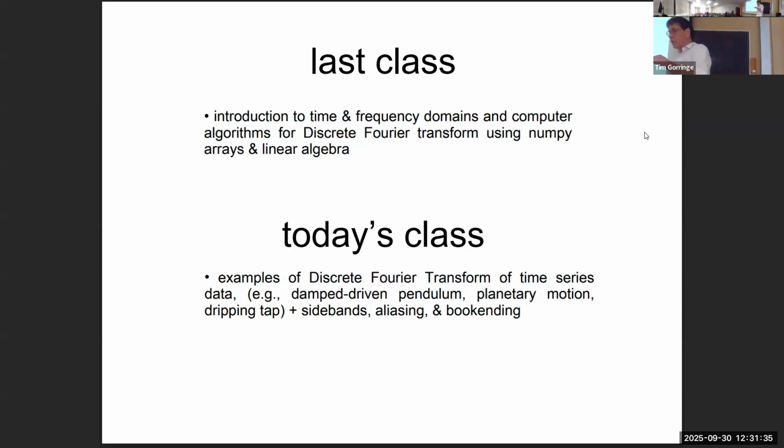We're going to spend most of our time looking at the example of the damp-driven pendulum. And we'll take the Fourier transform of data we generate with the damp-driven pendulum. We'll see that the Fourier transformation gives us a new perspective, a new viewpoint on the data, and we'll see the variety of frequencies that are in the data.